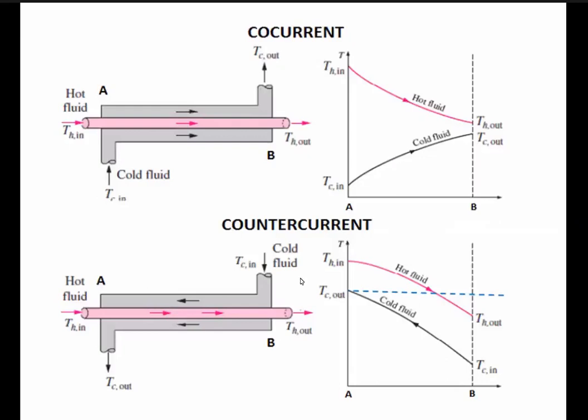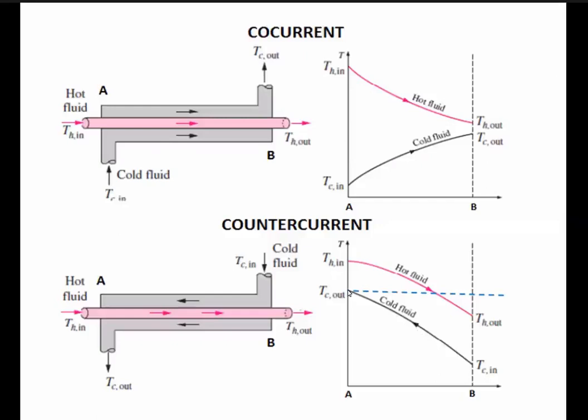Then counter current. In shell and tube exchangers, you will generally always see counter current, because the driving force for counter current is always better. You can have a temperature cross. So counter current is more preferred in shell and tube heat exchangers. What happens here? The inlet temperature from here slowly comes down. The cold fluid is counter current. The hot fluid goes in this direction, and the cold fluid is in the opposite direction. So you have a curve that goes like this.